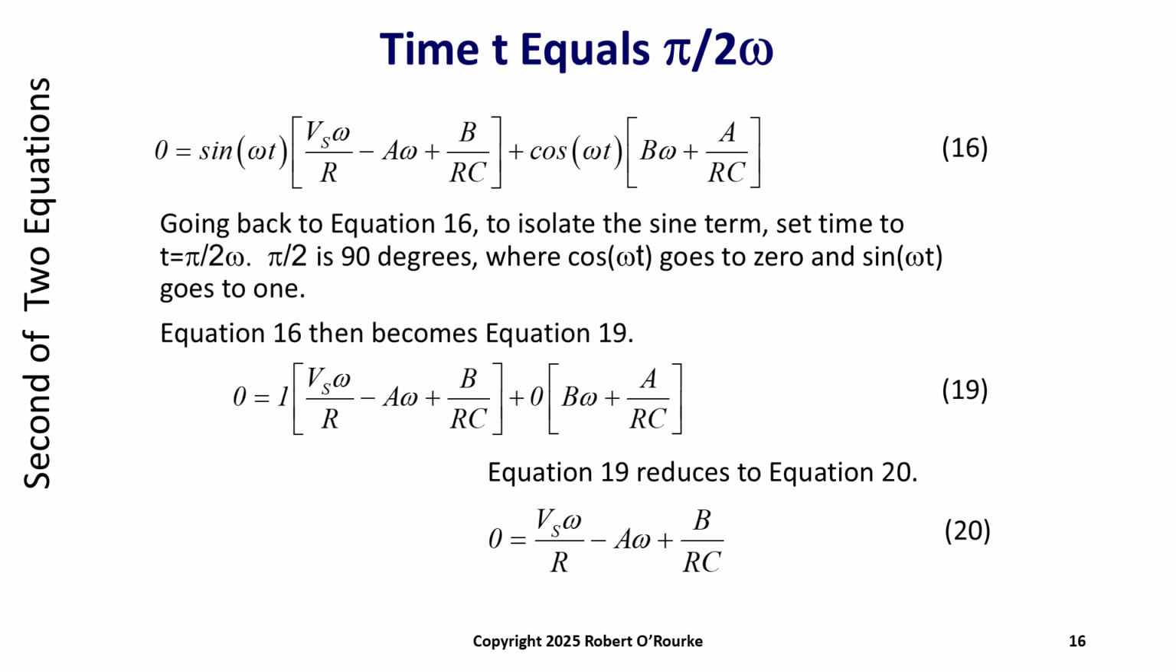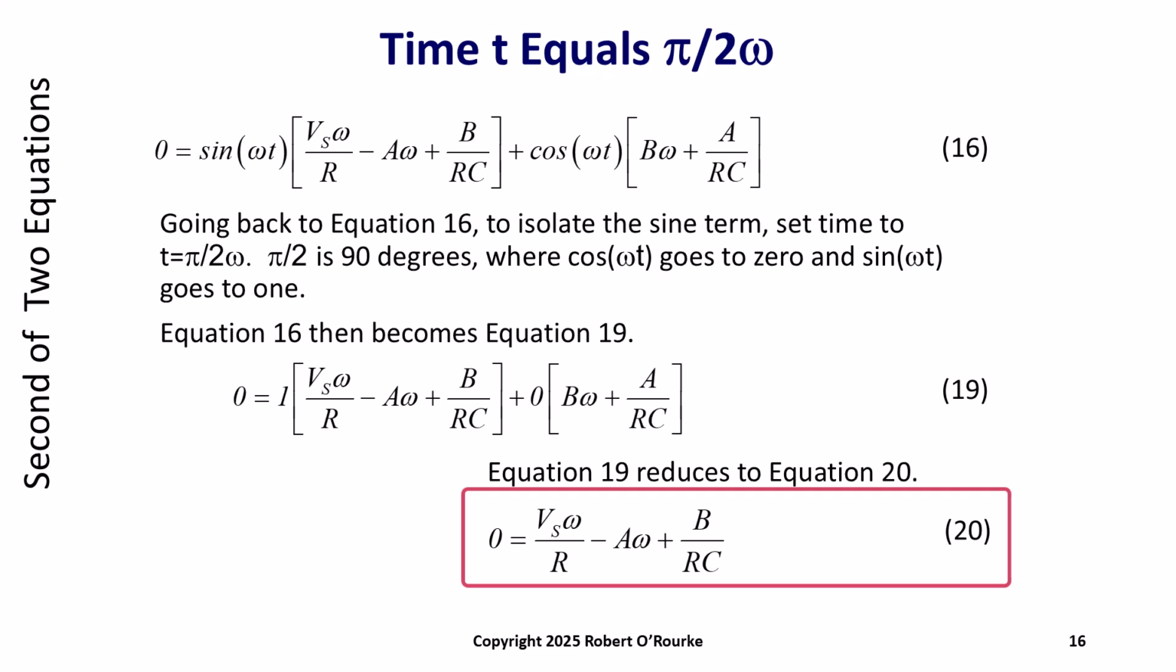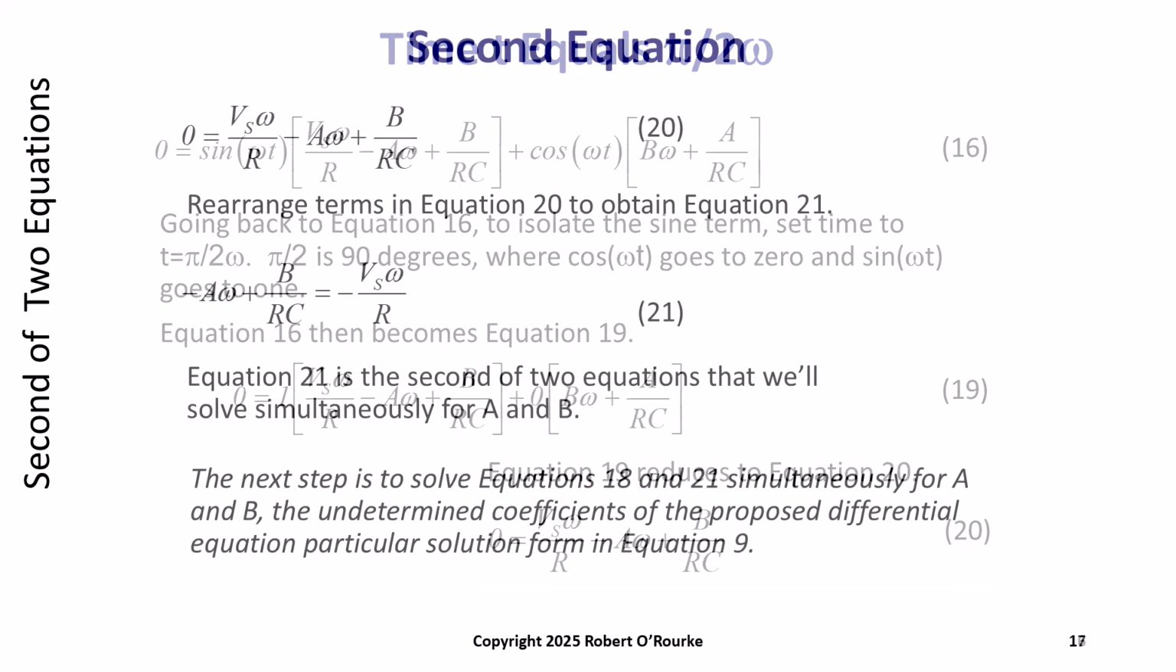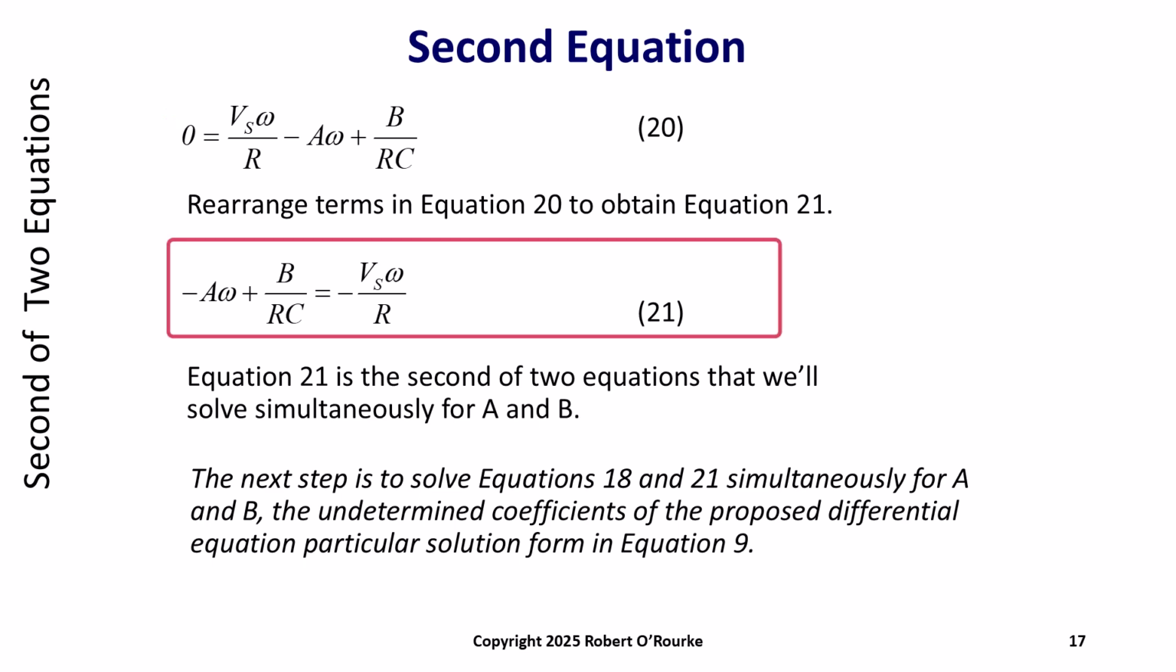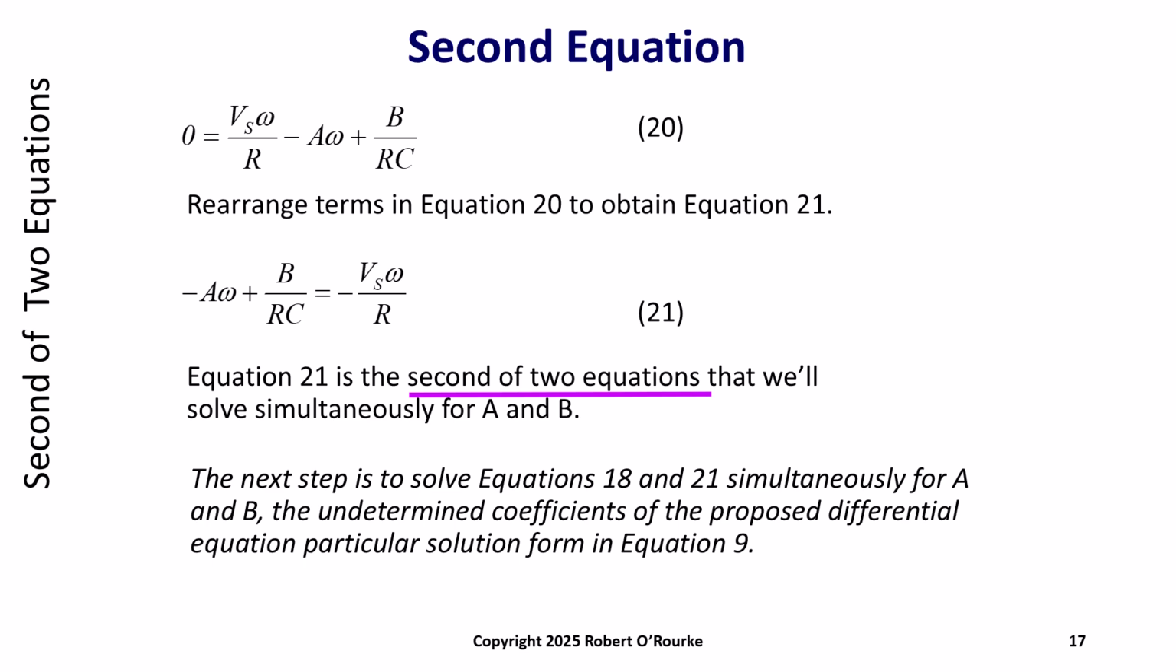Simplifying equation 19, dropping the 0 term and removing brackets, gives us equation 20. Move terms in equation 20 to obtain equation 21, which is the second of two simultaneous equations that we will use to solve for A and B. Simultaneous solution of equations 18 and 21 will determine the coefficients A and B in the RC circuit differential equation.